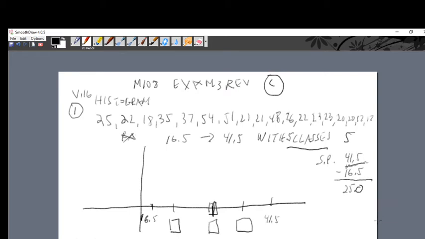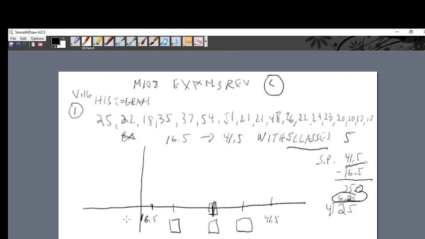So what do you do when you have to fill in these three numbers? You take 25 and you divide by how many gaps are there? 1, 2, 3, 4. There's 4 gaps. Divide 25 by 4 gaps. You get 6.25.